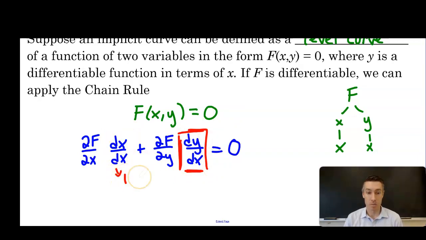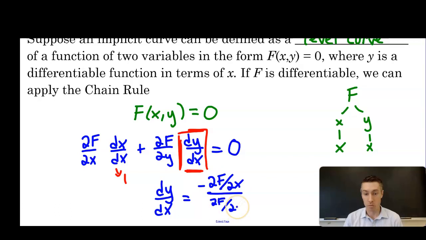Dx dx is just going to be 1. So we can very easily solve for dy dx. And that's going to be the negation of the partial with respect to x over the partial of the function with respect to y. If you like subscript notation better, it's the negation of partial with respect to x over partial with respect to y. This is going to be much easier for us to compute as long as we remember this.